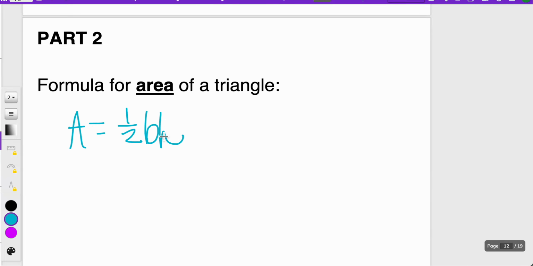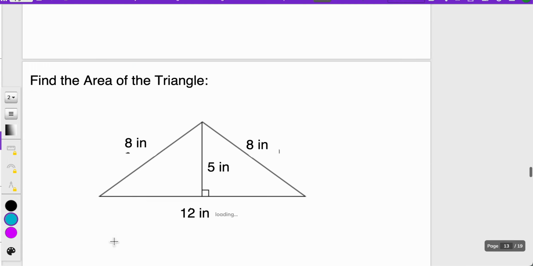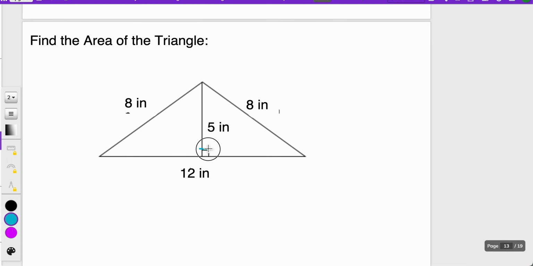The next step we're going to use is our formula for area of a triangle, and that looks like this. Area is equal to 1/2 base times height. Know that you can still do base times height and then just divide all your answer by 2 there. So here we would look for our base and our height using the right angle. I have a 12 as my base and 5 as my height. I don't need the 8s at all.